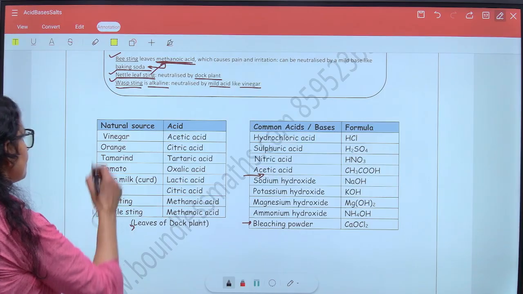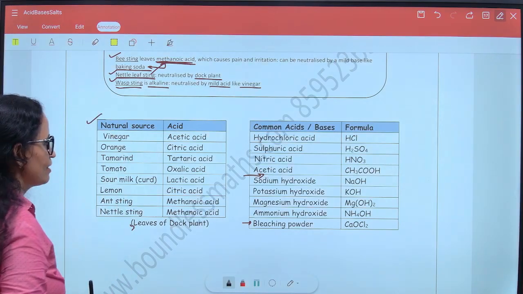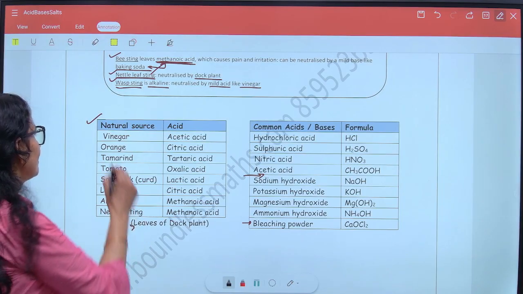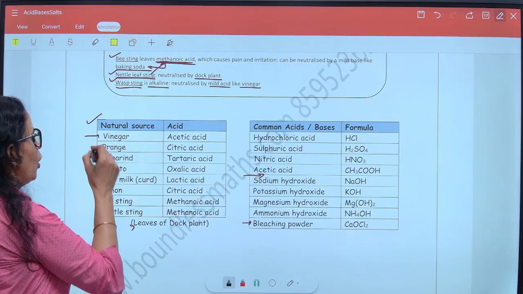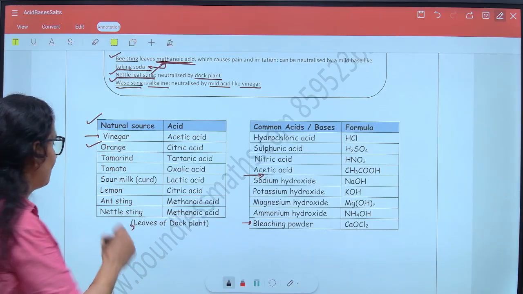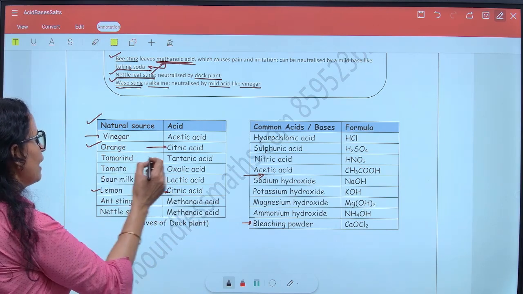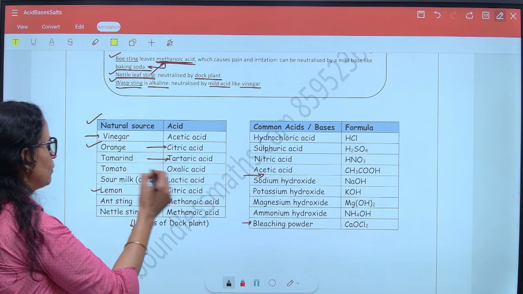Now let's look at some natural sources of acids. These are the naturally occurring acids. The first one is acetic acid. Vinegar has acetic acid. Orange and any citrus fruit, lemon and orange, they both have citric acid. Tamarind has tartaric acid and tomato has oxalic acid.